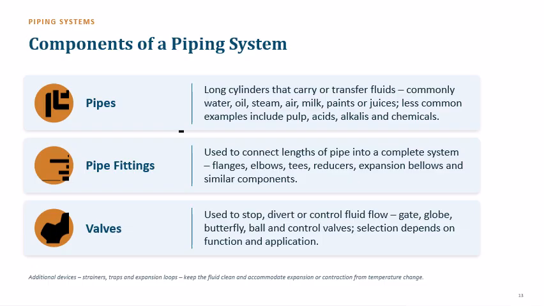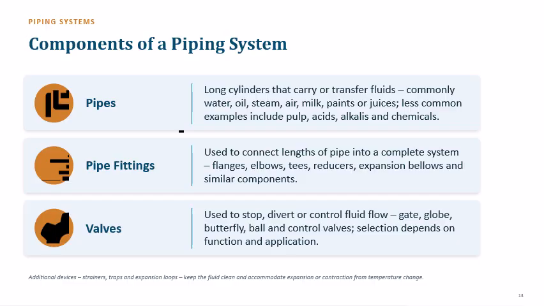Next is the components of the piping system, that is pipe, pipe fittings and valves. These are the main components of piping systems. Pipe is nothing but a long cylinder that carries or transfers fluid, commonly water, air, steam, milk, paint or juices. Less common examples also include pulp, acids, alkalis and other chemicals. The next component is the pipe fittings, used to connect lengths of pipe into a complete system. These include flanges, elbows, tees, reducers, expansion bellows and other similar components.